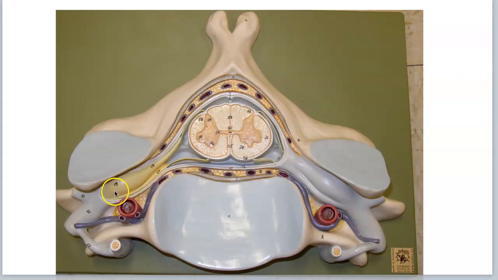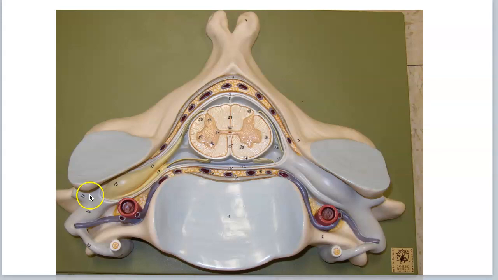That's going to represent the dorsal root ganglion. Here's the dorsal root carrying its impulses into the spinal cord. Here is the dorsal horn of the spinal cord. So dorsal root ganglia, dorsal root. Here is our ventral root going down. And then here is the spinal nerve.